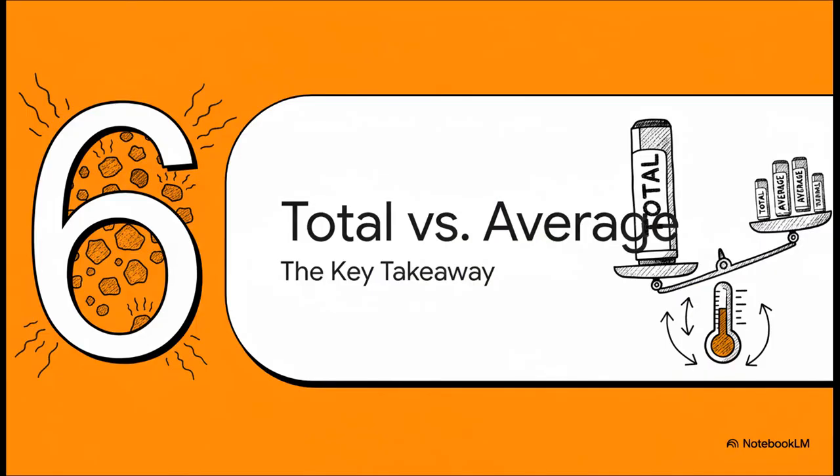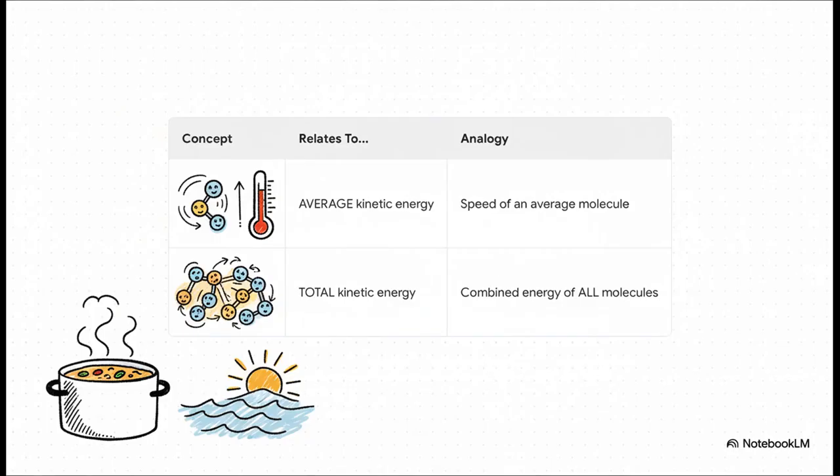So, when you boil it all down, what's the one big takeaway here? The whole thing, everything we've talked about, hinges on one simple but incredibly powerful difference: total versus average. Just remember, temperature is the average energy. It's like asking about the speed of a single, typical molecule. But thermal energy, that's the total. It's the combined power of all the molecules working together. That's it. That's the core difference.